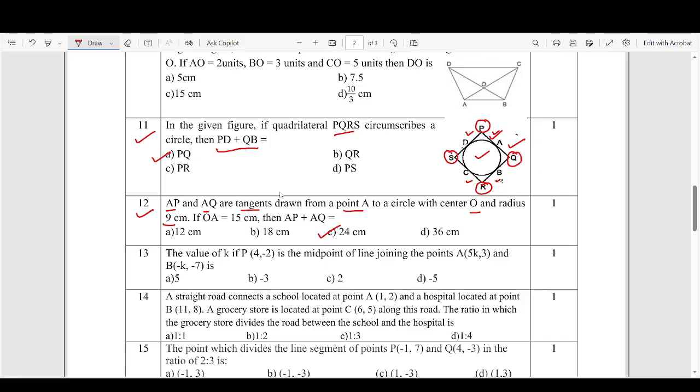Now let's see question number 13. It says the value of K if P is the midpoint of the line joining the points A and B.